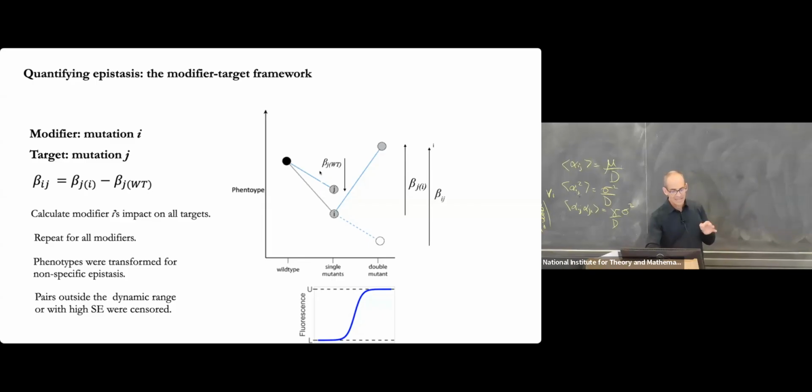We censored any pair where any of the genotypes was outside the dynamic range of measurement or there was a high standard error. So we really want a high degree of precision in doing this. So we ended up with about, I think, a quarter of the possible pairs, but there are so many of them, there's 800,000 of them in the library, that we still have a lot of data to work with.